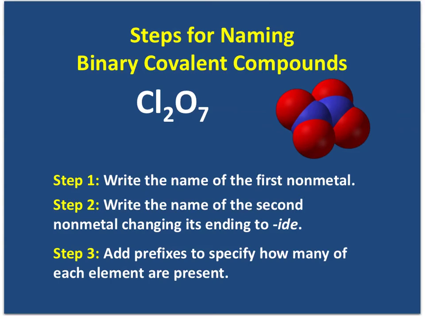Okay, so let's do another example of naming these binary covalent compounds, and I'm going to be doing it a little bit faster this time. So we write the name of the first nonmetal. That's chlorine. Remember, do not change the name of the first nonmetal. Just write its name as it is. We have 2 chlorines, so we get dichlorine. Oxygen, and we have 7. So that is hepta. Alright, remember, we don't put the A before oxide, so we drop the A, heptoxide. And that's your name.